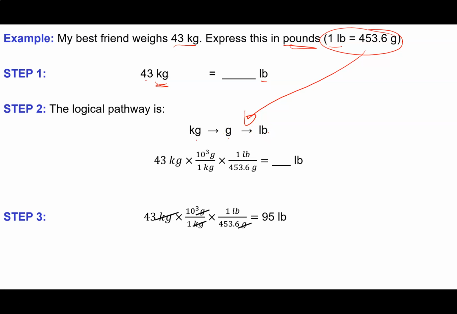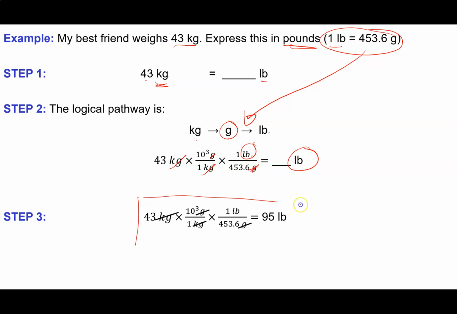Okay, so how do I go from kilograms to grams? Well, I have to multiply by the conversion factor that has kilograms on the bottom and grams on the top, and I know that there are 10 to the 3 grams in 1 kilogram. So now I'm here, and I got to go on to pounds. So I know that I need grams on the bottom for that to cancel out, and pounds on the top. And I know that there is 1 pound for every 453.6 grams. So that's going to leave me with what I want.